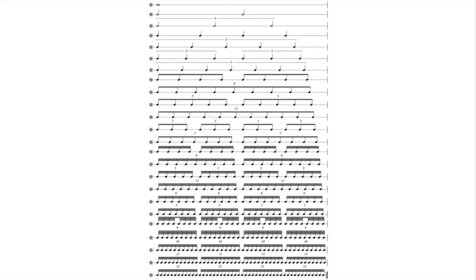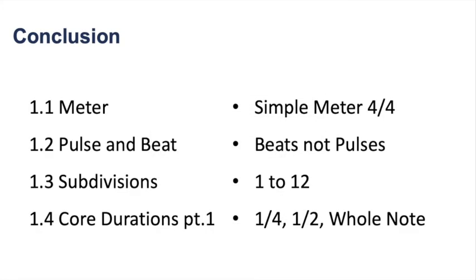To conclude, we are working with the 4/4 time signature. We will be building our rhythms on the beats, not pulses. The selected subdivisions are from 1 to 12, and the chord durations that we are working with are the quarter note, half note, and whole note.